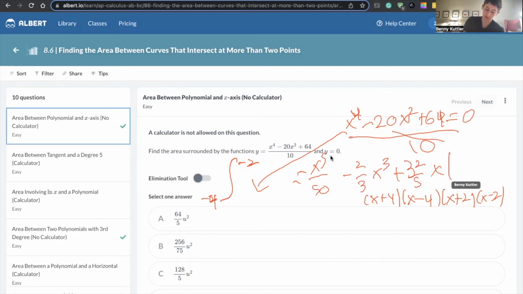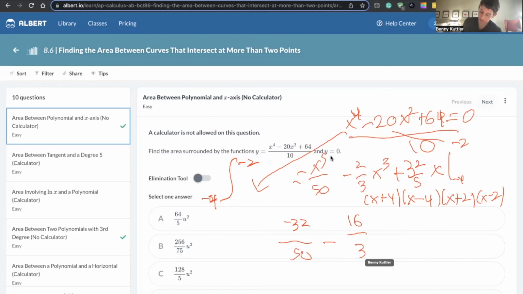And we're going to evaluate this between -4 and -2, and also along all these other intervals. It's going to be tedious, so if you don't really care, just skip a little bit. But the basic idea is you just do this for all the points. So -2 to the 5th, that's -32 over 5, -32 over 5 minus -2 to the 3rd is -8 times -2 over 3, 16 over 3.